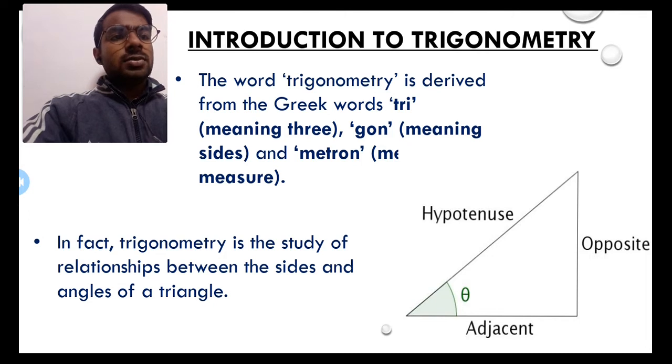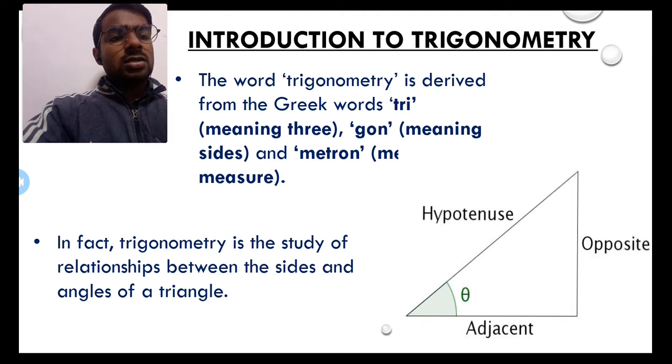First question that comes to our mind: what is trigonometry when we hear this word? The word trigonometry is derived from the Greek words tri, which means three, gon, which means sides, and metron, which means measures. These three words comprise the word trigonometry. Trigonometry is completely based on the right angle triangle. In fact, trigonometry is the study of the relationship between the sides and the angles of triangles.